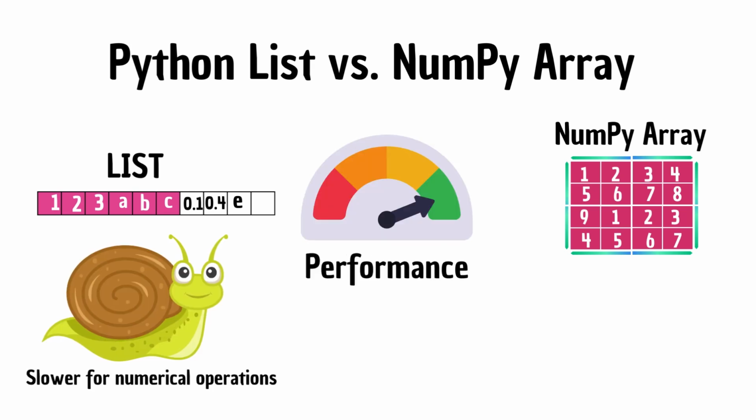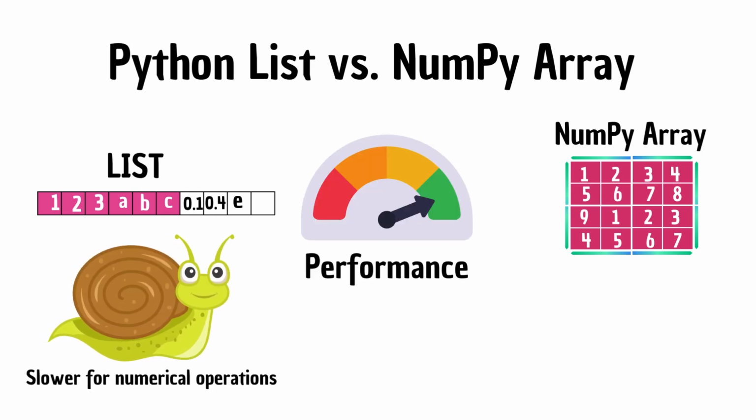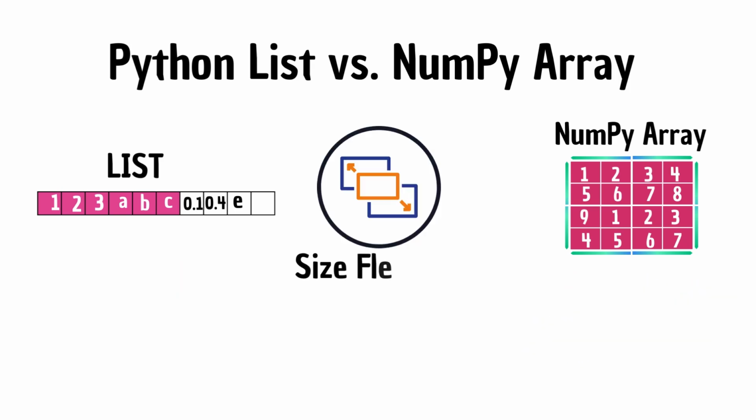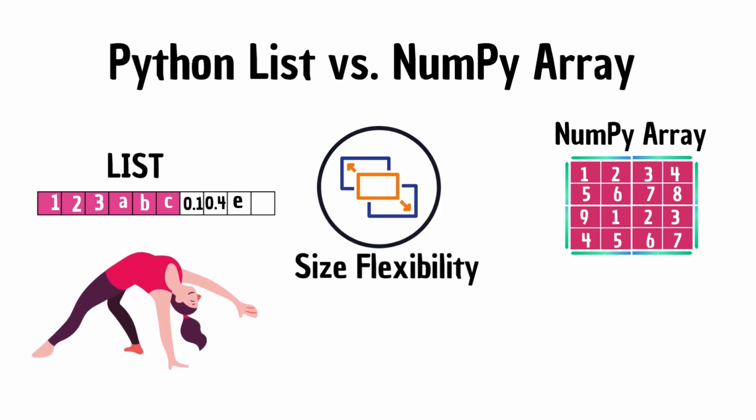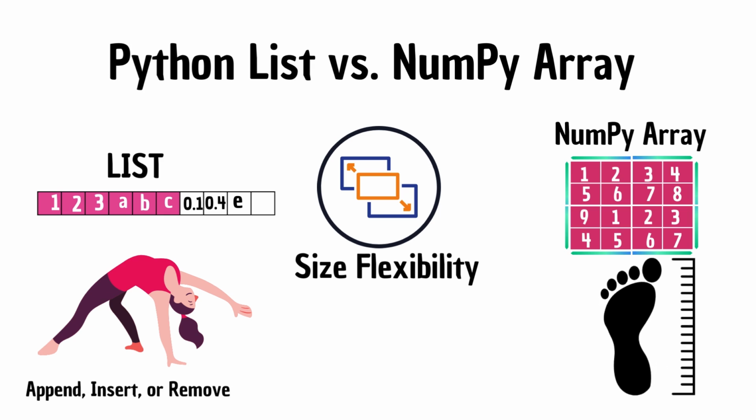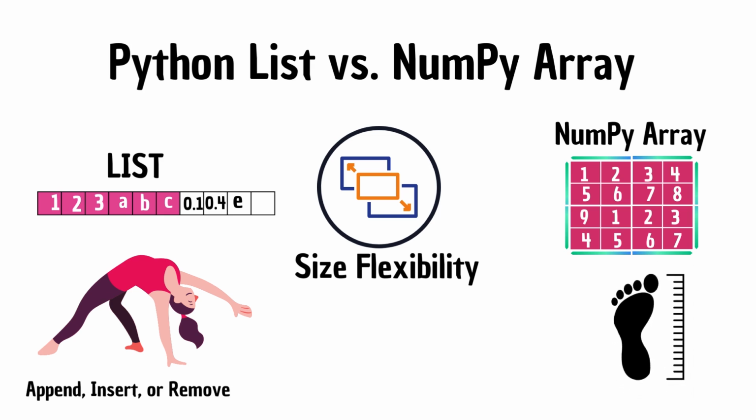Performance. Python lists are slower for numerical operations, especially for large datasets. NumPy arrays provide faster performance for operations, especially for large datasets and numerical tasks. Size flexibility. Python lists are dynamic, meaning you can append, insert, or remove items easily using built-in methods. NumPy arrays or nd_arrays are fixed size upon creation, cannot dynamically change size, append, or remove elements without creating a new array. Let's explore the practical steps of using NumPy in Python.